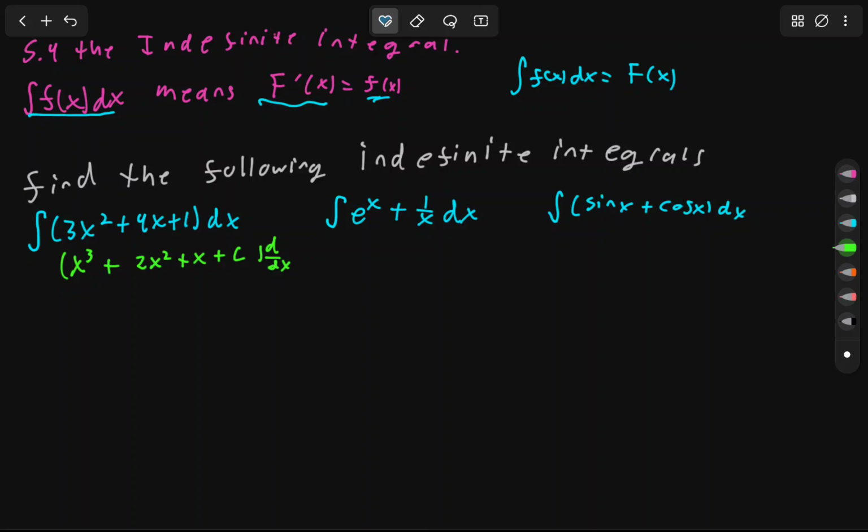Well, now let's ask, what is the antiderivative of e to the x? Well, the derivative of e to the x is e to the x, and we're about to learn that the integral of e to the x is also e to the x. It's so cool. Such a great function.